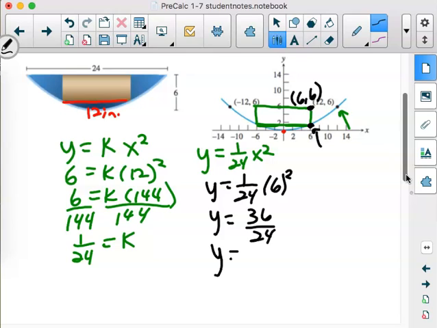A little reducing, and maybe as a decimal. So 1.5 is where this is. 6, comma, 1.5 is my ordered pair. So what I have to do to find the height of that cardboard is take 6 and subtract 1.5.